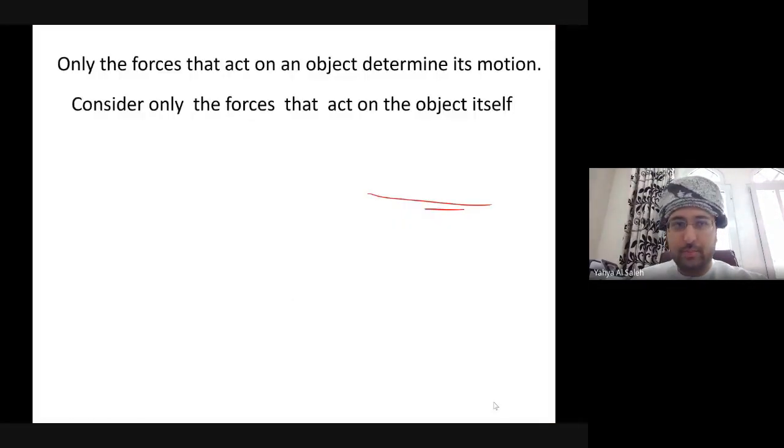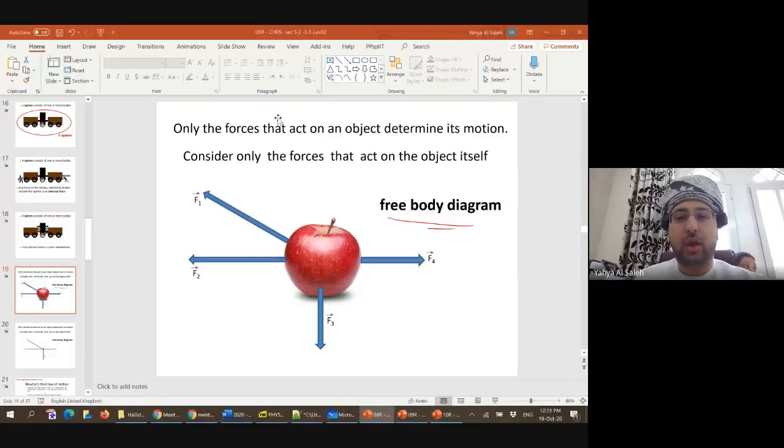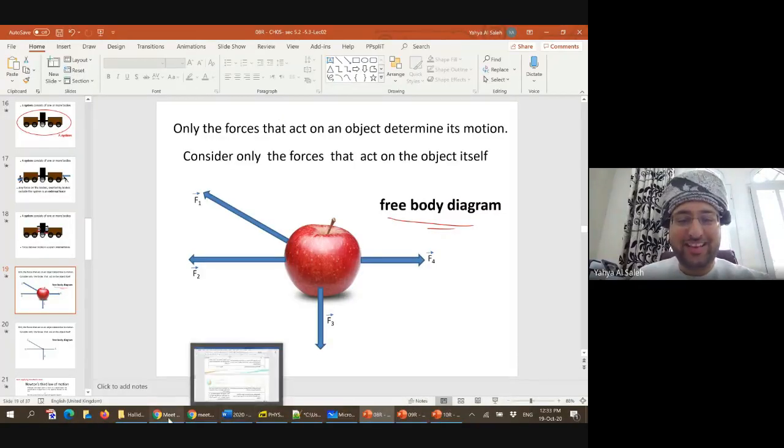All right. So, where was I? Only the forces that act on an object determine its motion. Now we only consider the forces that act on the object itself.